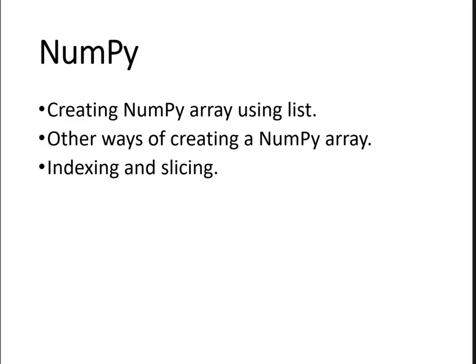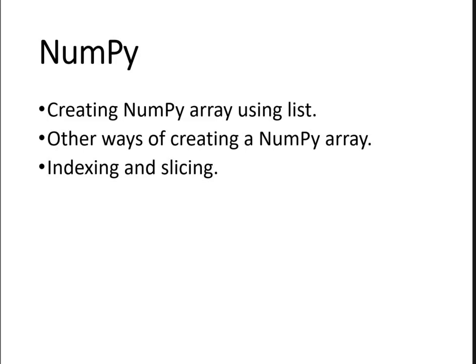In the last video, we studied how to create one-dimensional and two-dimensional arrays using a list, as well as different attributes of arrays like dimension, shape, size, type of the element, and item size. Now, in this video, we will focus on other ways of creating NumPy arrays and also see a demonstration on finding an index and how to get a sub-array using slicing.